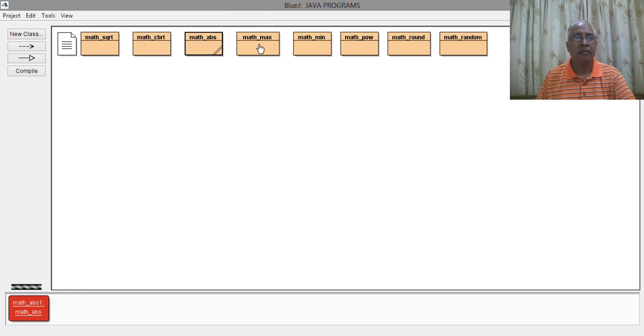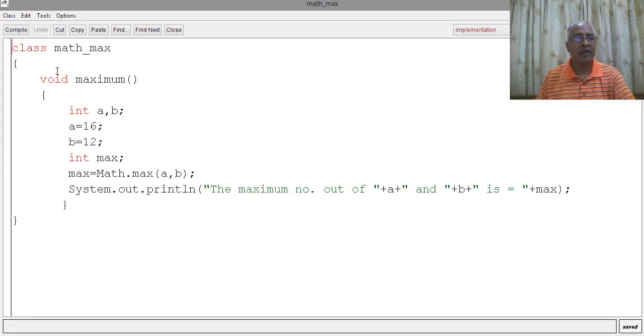Now we come to the max function. This finds the maximum of two values. Int a, b, two variables we have taken. a is equal to 16, b is equal to 12. Then we have taken a third variable, int max. Max is to hold the larger of the two numbers. Max is equal to Math.max(a, b). Two arguments are given here. Two values will be taken and the output, that is the greater value, will be stored in max. System.out.println, the maximum number out of a and b is equal to max. That is the formatted output. And when we run this program, first we compile this program.